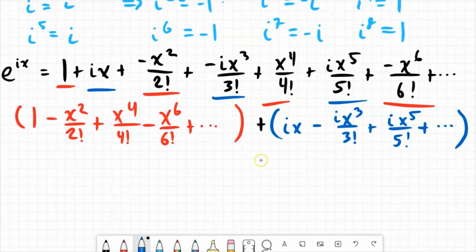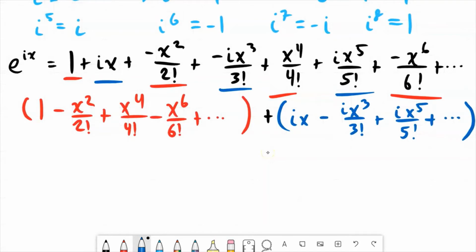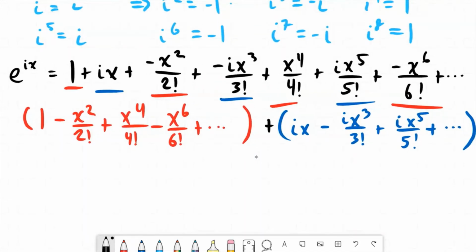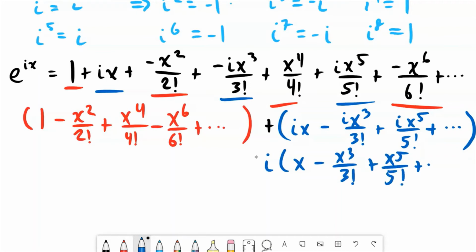I can make the imaginary part better by taking out an i from each term. Since they all have an i in common, I just factor out an i. So this is going to be the same as this, right? Plus dot dot dot, so it's going to be minus x to the 7th divided by 7 factorial. So now we have a real part and an imaginary part, and maybe you see where I'm trying to get at here. I have two different things, one about even powers and one about odd powers.